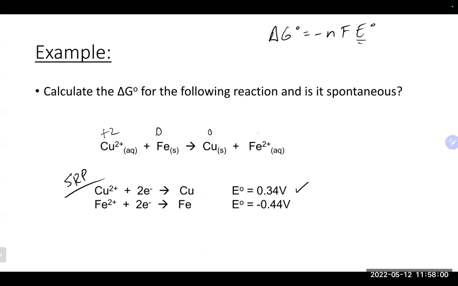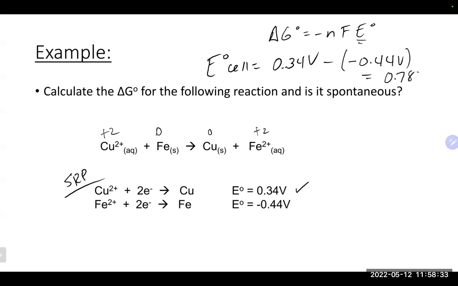This guy's going from 0 to +2, which means it is being oxidized. So we want to make sure we look at the equation here, and it does happen to agree with the one that's more positive in this particular case. That means our E of our cell would be our cathode, which would be 0.34 volts minus, and again, I'm going to subtract since I'm not going to change the sign, so that will do it for me there. And that's going to get us a 0.34 and a 0.44 and a 0.78 volts.